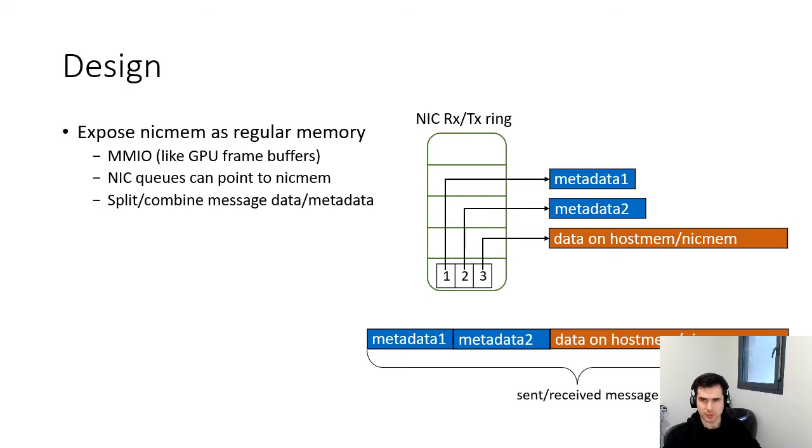NIC queue descriptors can also point to multiple buffers, thereby allowing applications to split arriving messages into buffers in hostmem and Nicmem, and also allowing applications to transmit messages that mix hostmem-backed metadata with Nicmem-backed data.